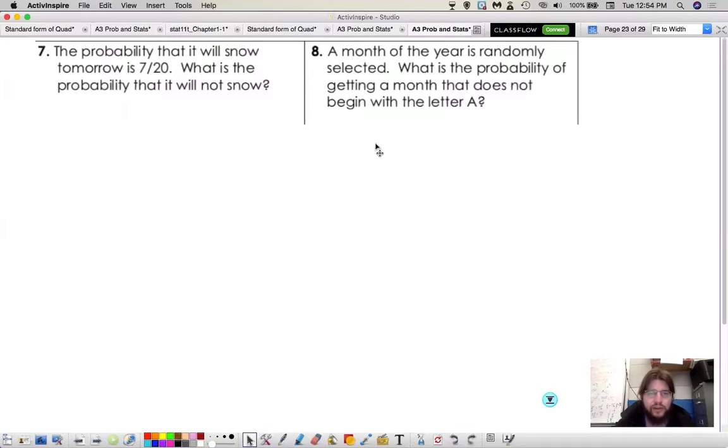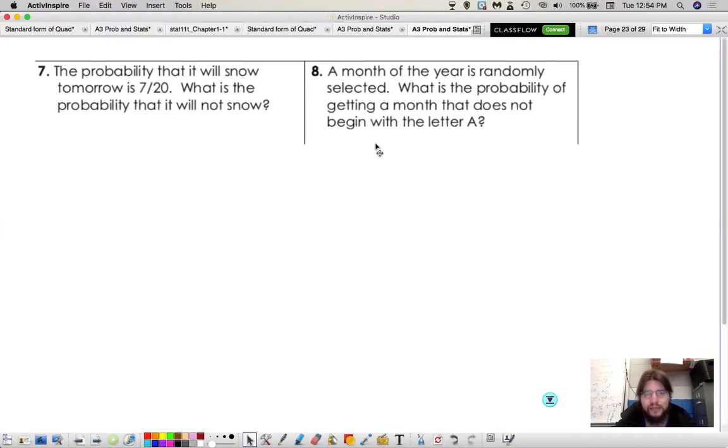The probability that it will snow tomorrow is 7 out of 20. What is the probability that it will not snow? Obviously not in Louisiana. What is the probability that it will not snow? 1 minus 7 out of 20, which of course is 13 out of 20.